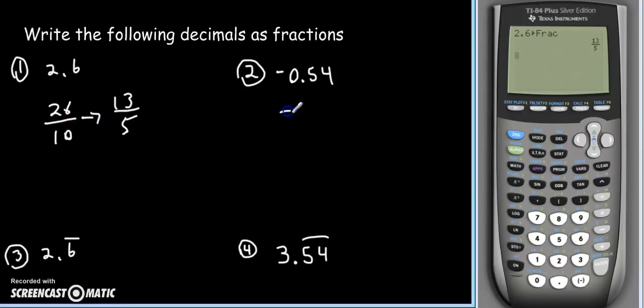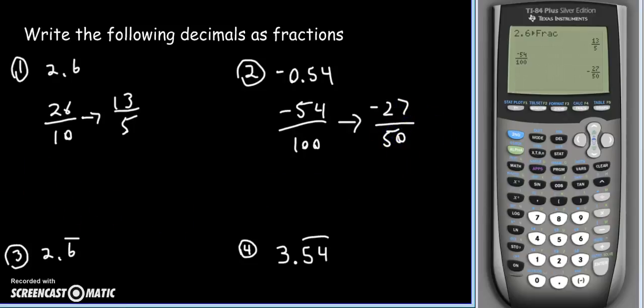This is negative 54 what? Hundredths, because this is the tenths and this is the hundredths place. Alright, that'll simplify also. Let's see what the calculator says. Alpha y equals, for fractions, that's negative 54 over 100, and it will simplify it to 27/50. So we can divide both of these by 2 and get negative 27/50.